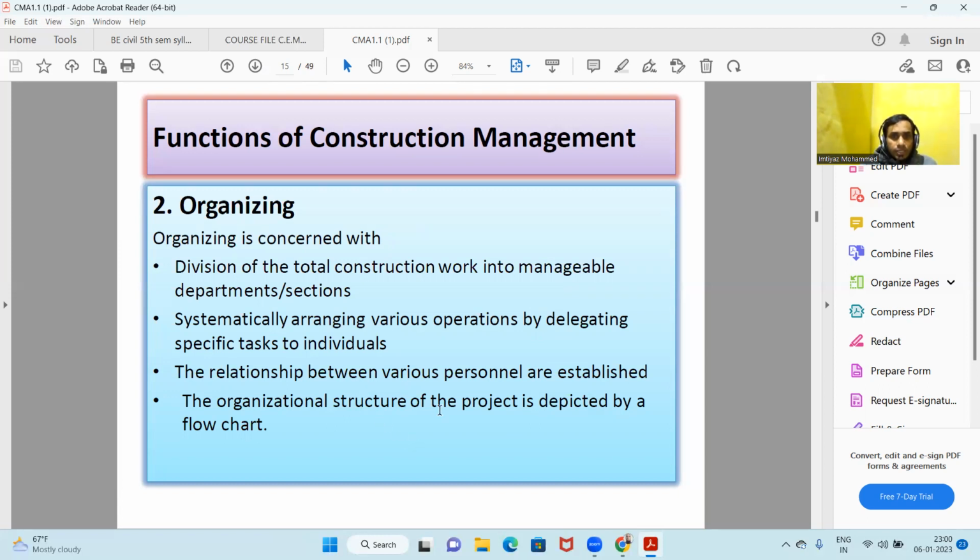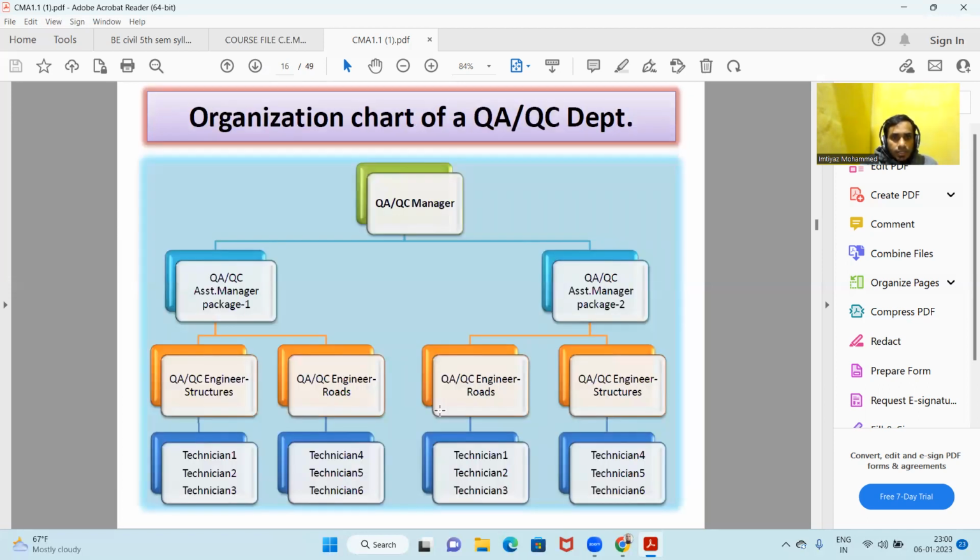Okay, and the organizational structure of the project should be depicted by a flowchart. Now, this is an organization. This is a large scale organization, not very important.